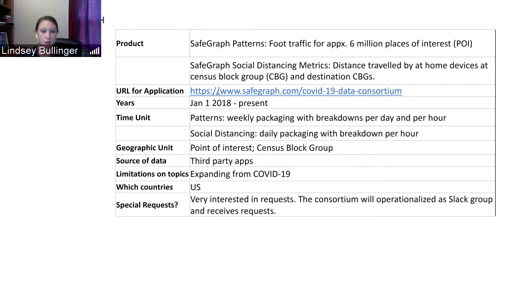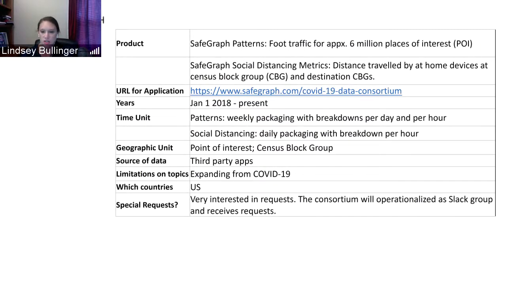So this link right here is where you can go to submit an application for these data. You do have to submit an application. However, they are free, at least from January 2018 through 3 days ago. So there's a 3-day lag, so you could get data from 4 days ago. And you just have to be using these data for COVID-19 related work. And I'm not even sure that requirement is still in place, but it was at the time that I requested the data several months ago.